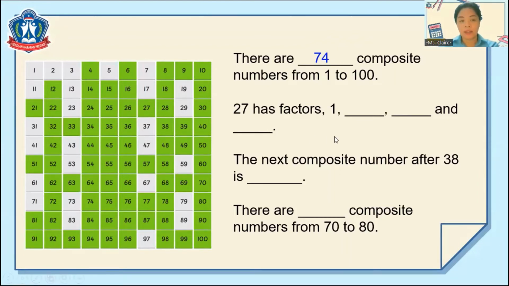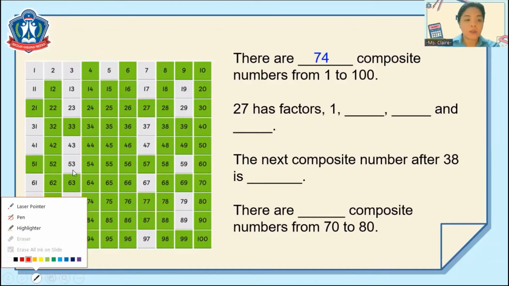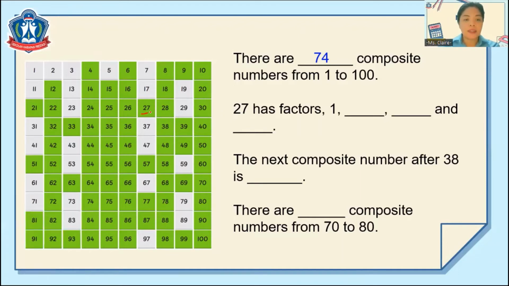How about 1? What kind of number is 1? Prime or composite? Think it over, children. Okay, 27 has factors of, so where is 27? This is 27.